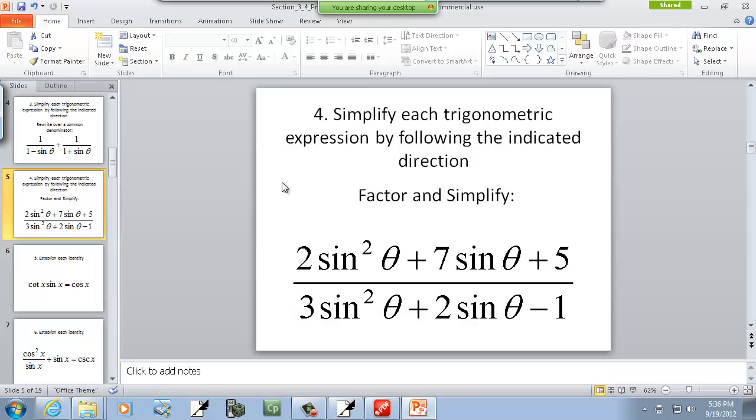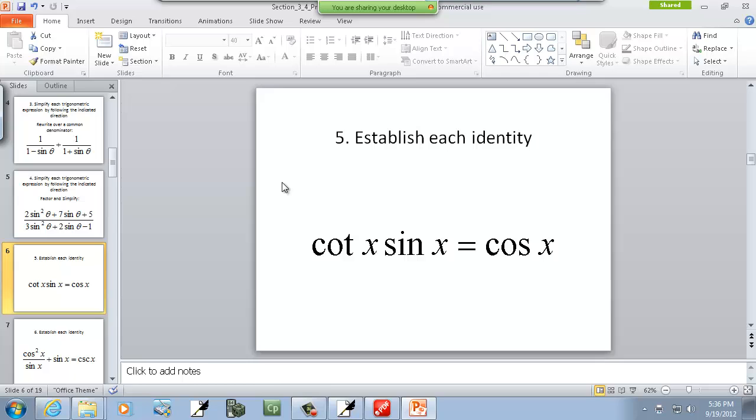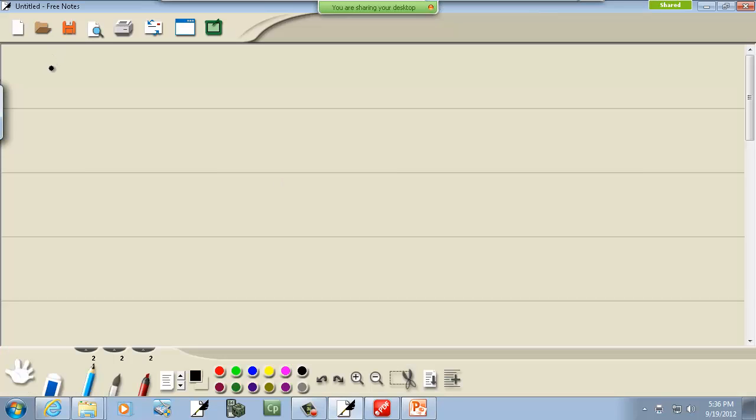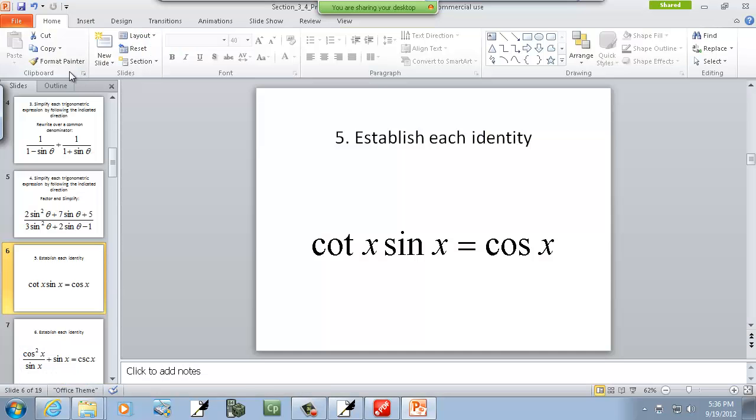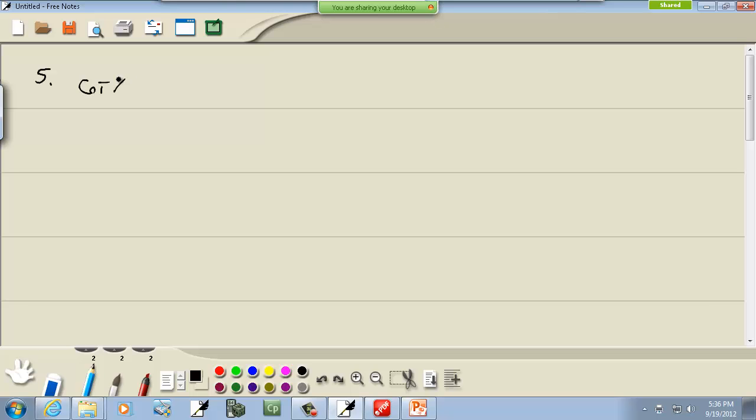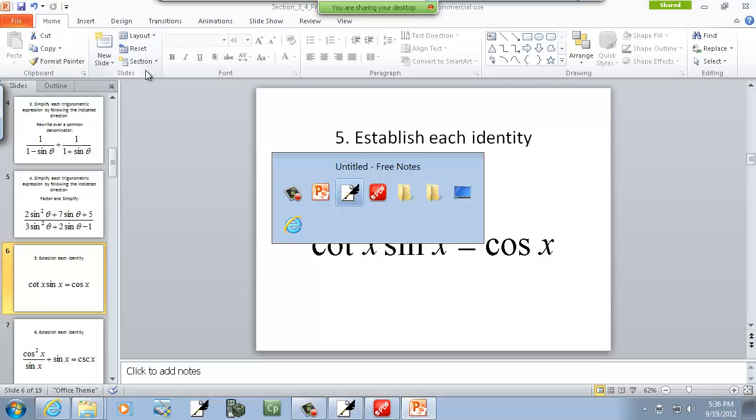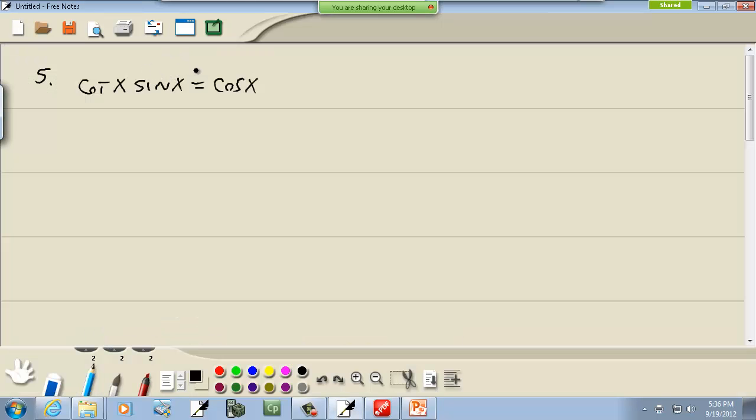Okay, let's look at our next problem, which is actually an identity. So we got cotangent x sine x is equal to cosine x. Now it says establish each identity. This equals here is not actually an equals. This is more of a question mark. We're wondering if that's true.